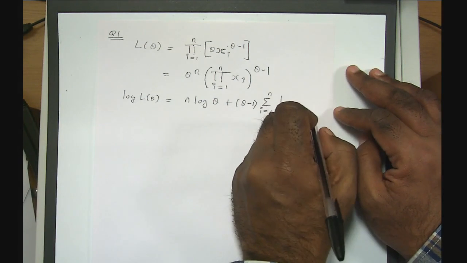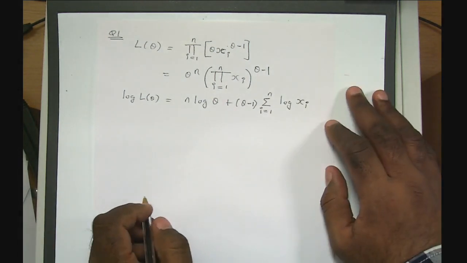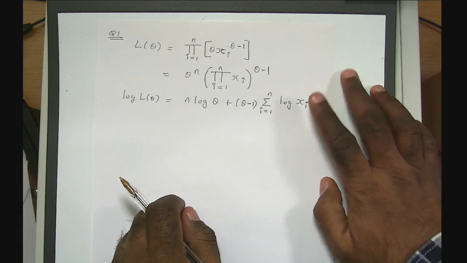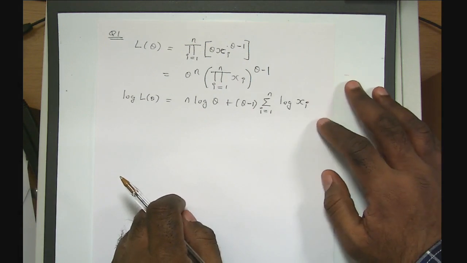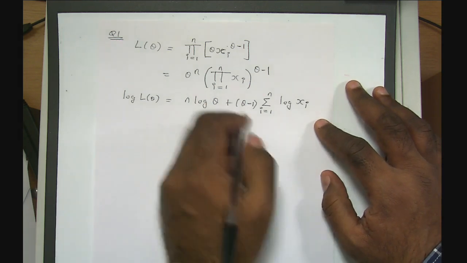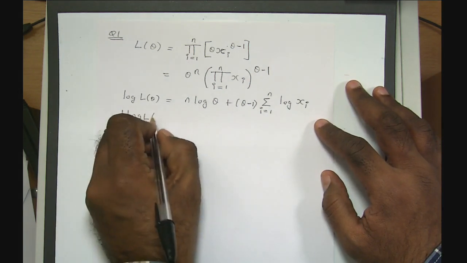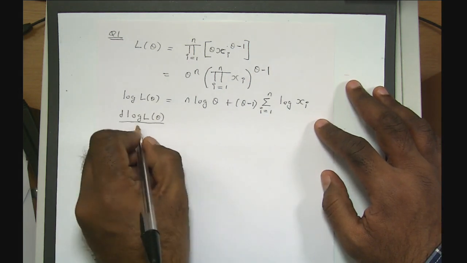Okay? Now it's really important that you know how to simplify products and take logs. To help you with this, I posted on the course website some elementary operations on taking products of functions and logs of products of functions. So please have a look at it if you have problems. Alright, the next step is to take the derivative with respect to theta.